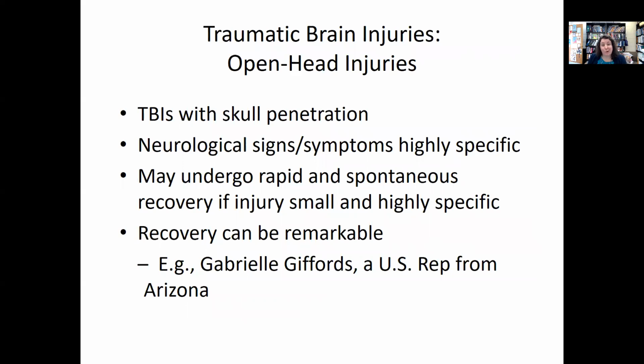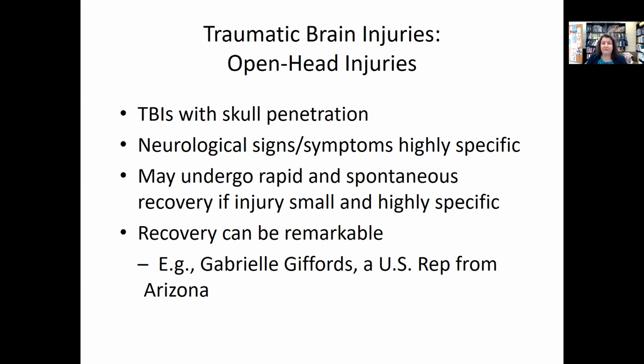You can also have open head injuries. Phineas Gage that we talked about last module is an example of this, right? He had the rod go right through his head. So this is where you have skull penetration. The neurological signs and symptoms are highly specific to the area that was injured. You can undergo rapid and spontaneous recovery if the injury is small and very specific, and recovery can be remarkable.